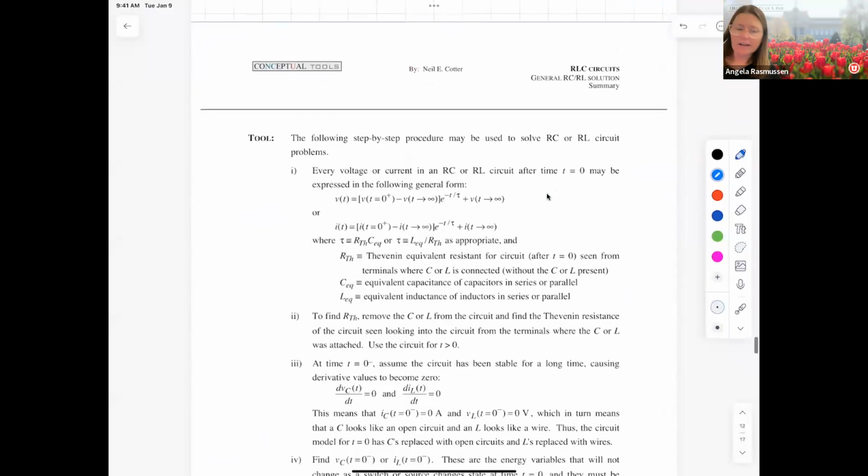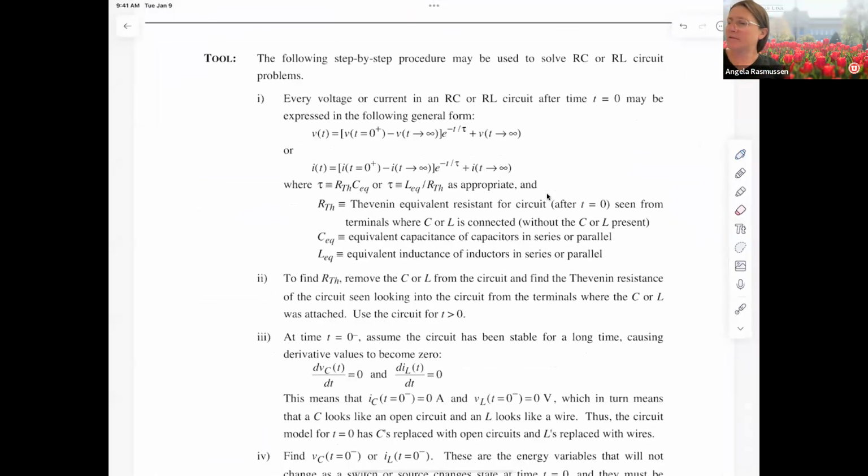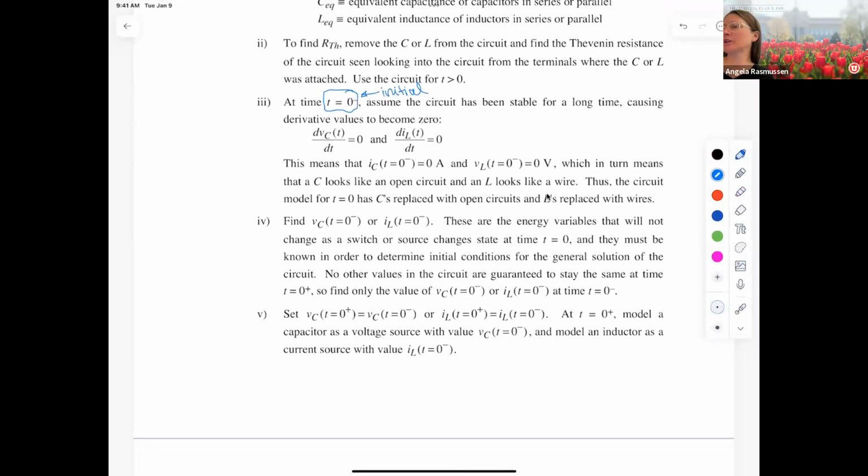So this is kind of just a more written out process. We have the generic forms listed there. Here's the general form for the capacitor and the general form for the inductor. And then you have tau for each one of those. And then at an initial time, you assume that that circuit's been stable for a really long time.